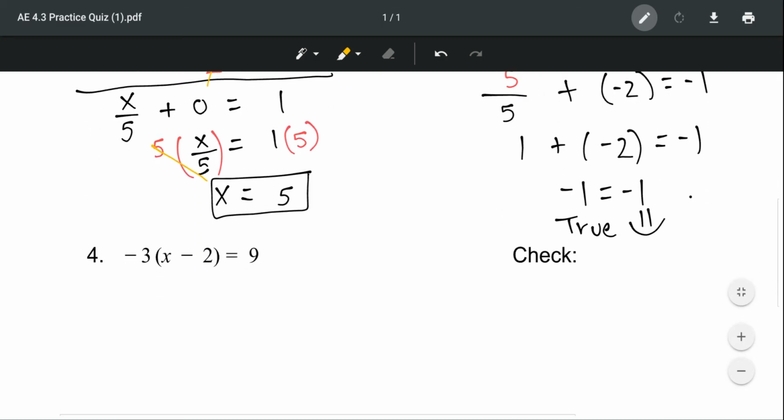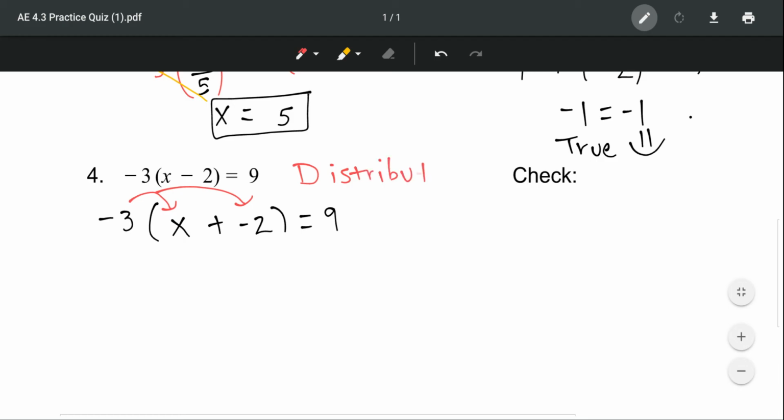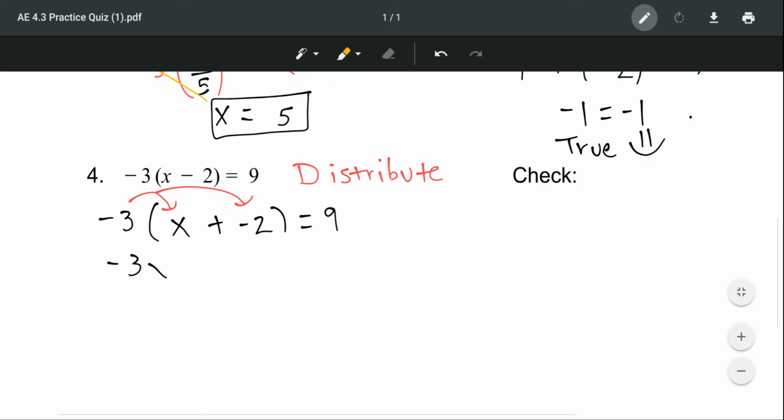Okay, number 4. You have negative 3 times the quantity x minus 2 equals 9. Rewrite subtraction as addition. So negative 3 times the quantity x plus negative 2 equals positive 9. You want to distribute negative 3 to both terms. So you're going to have negative 3 times x would be negative 3x plus negative 3 times negative 2 is positive 6 equals 9.